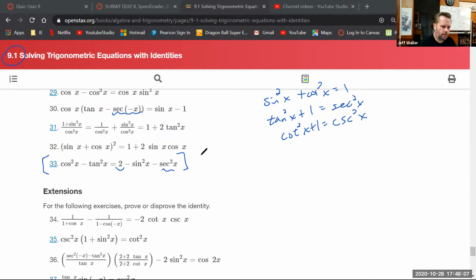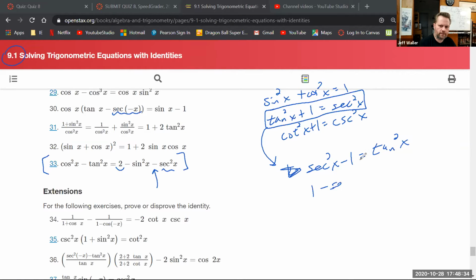So now, knowing this, and especially, do you see how there's a negative secant squared? What is 1 minus secant squared? Or let me turn that around. What is secant squared minus 1? Tangent squared. So what is 1 minus secant squared? What do I do to both sides to make this become negative and this become positive? I can just multiply both sides by -1, right?